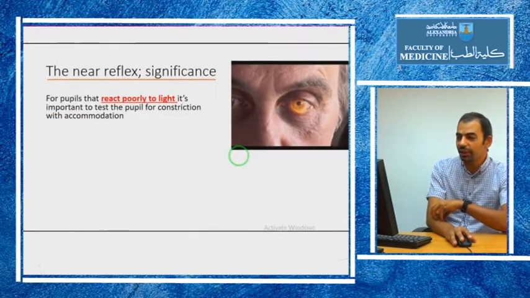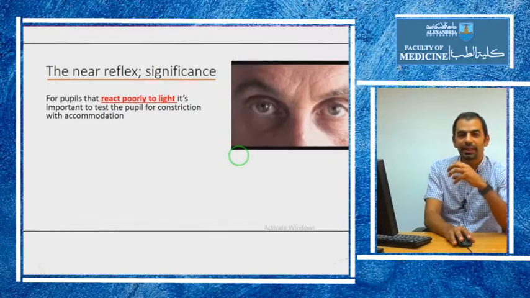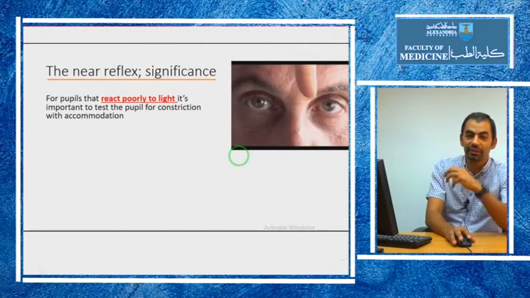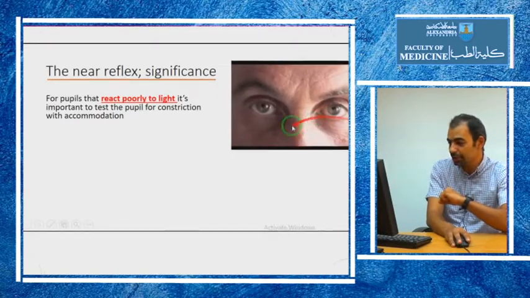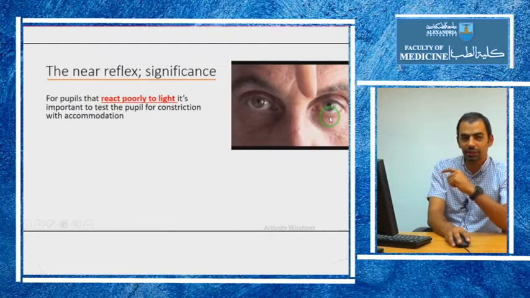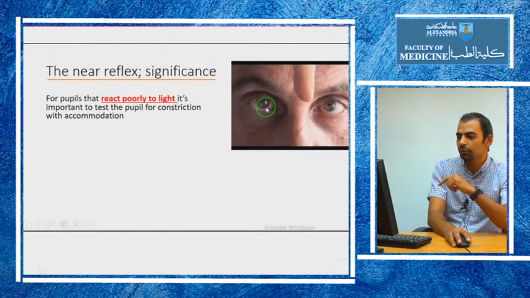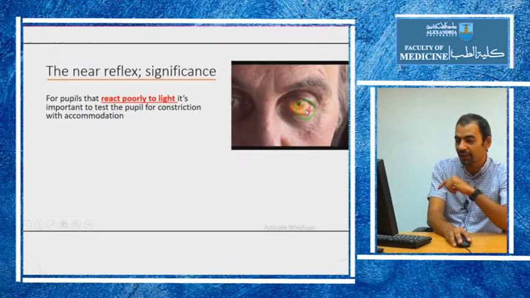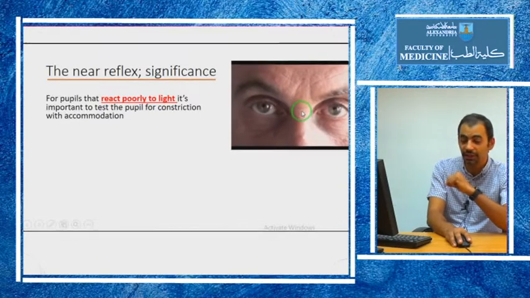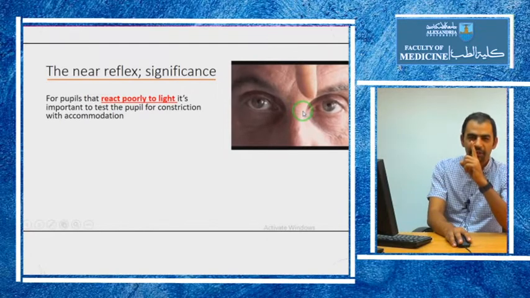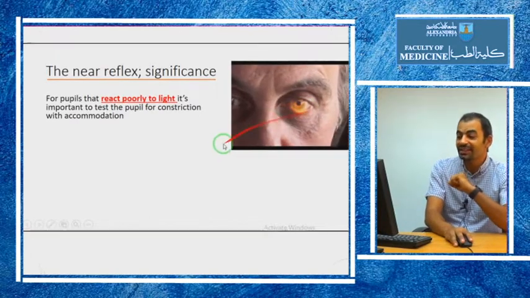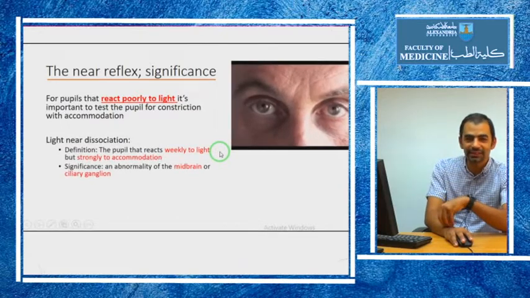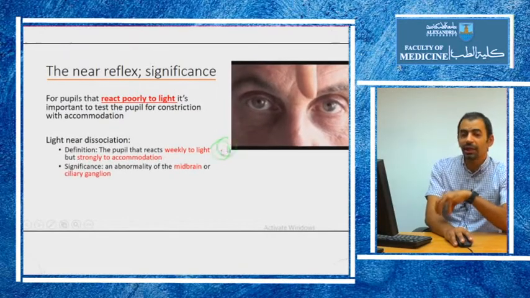When do we need to do the near reflex? If the patient has a pupil that reacts poorly to light, if the eye doesn't constrict properly with light, we need to check the near reflex. As we can see, this patient has a poor reaction to the light, but a good response, good miosis, to the near. When the light is shown on the eye, the pupil doesn't constrict, but when we bring the finger and ask the patient to focus on that, both pupils constrict. This phenomenon is known as light-near dissociation.